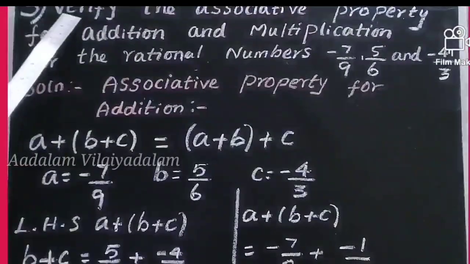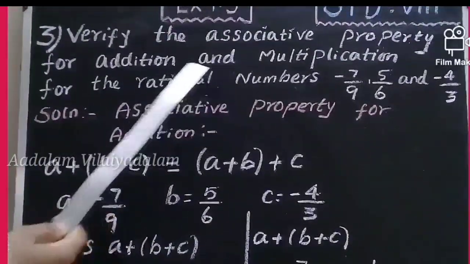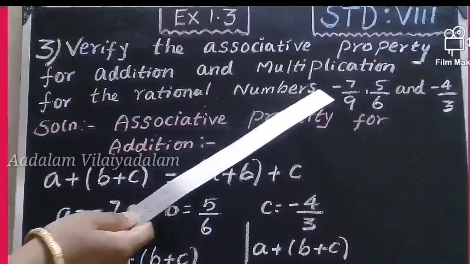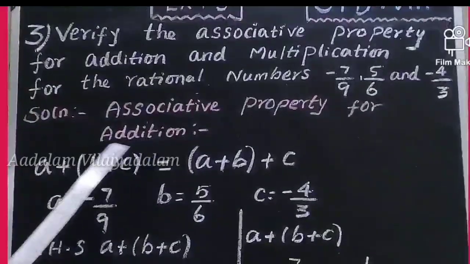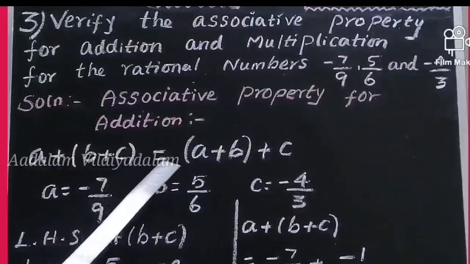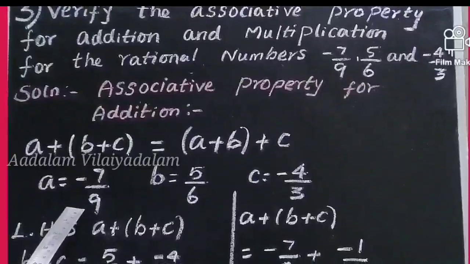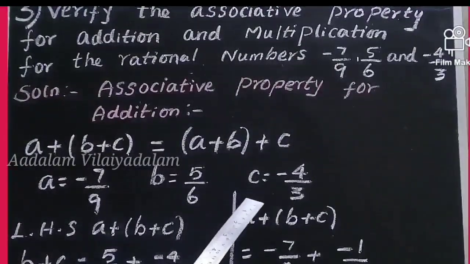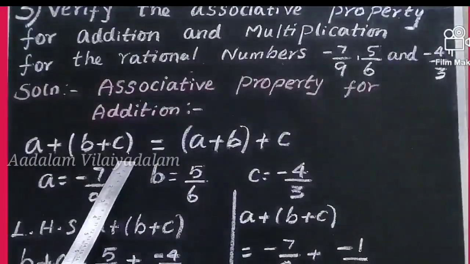Third question: verify the associative property for addition and multiplication for the rational numbers -7/9, 5/6 and -4/3. Associative property for addition, the formula is A plus (B plus C) is equal to (A plus B) plus C. Here the A value is -7/9, B equal to 5/6, C equal to -4/3. First we have to find the LHS value.